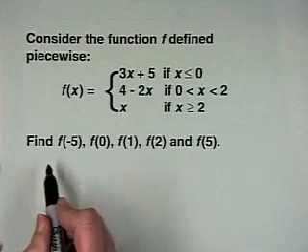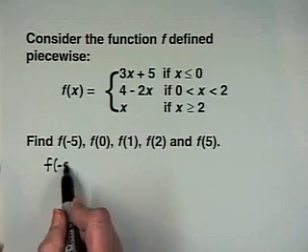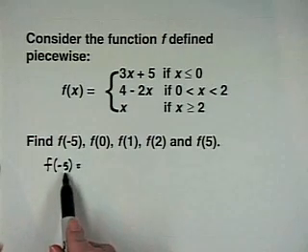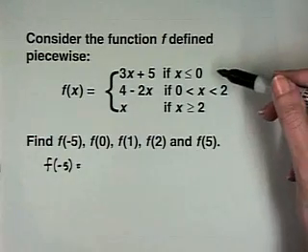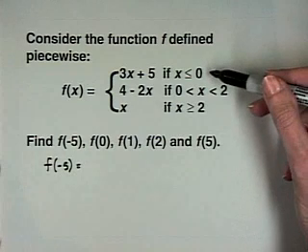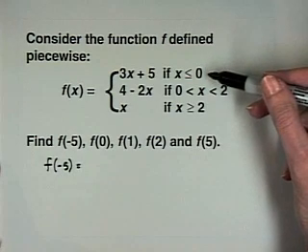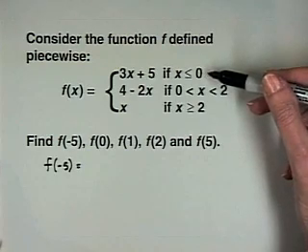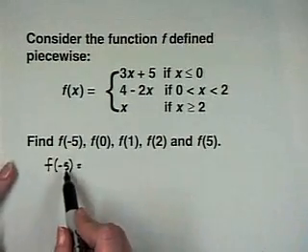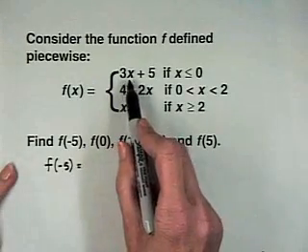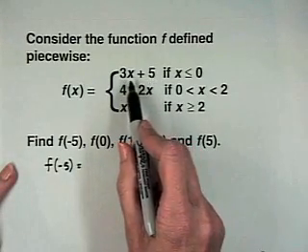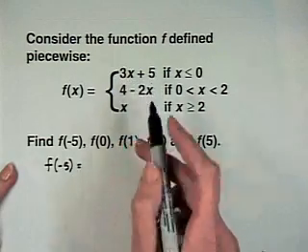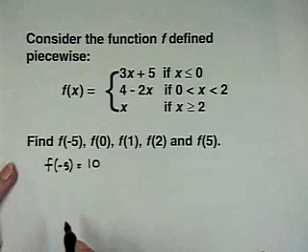First, let's begin with f of negative 5. Now, the function has three pieces, but the independent variable negative 5 is only going to be defined for one of the pieces. In this case, the first piece. f is defined as 3x plus 5 for any value of x less than or equal to 0. So we're going to evaluate f of negative 5 by substituting into 3x plus 5 for x. That gives us 3 times negative 5, which is negative 15, plus 5, and the value here is 10.